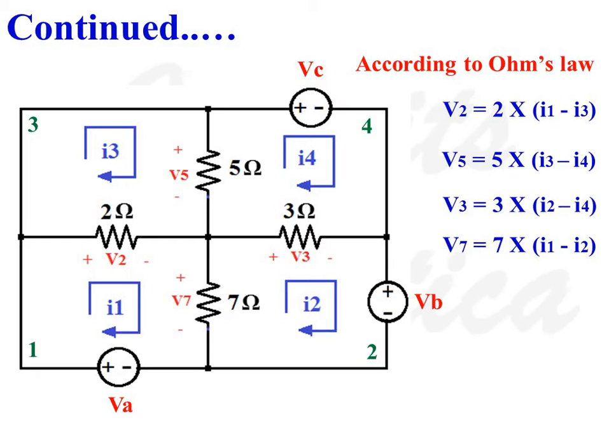According to Ohm's law, voltage drop across 2 ohms resistance V2 is equal to 2 into (I1 minus I3). Voltage drop across 5 ohms resistance is 5 into (I3 minus I4). Voltage drop across 3 ohms resistance is 3 into (I2 minus I4). And voltage drop across 7 ohms resistance is 7 into (I1 minus I2).